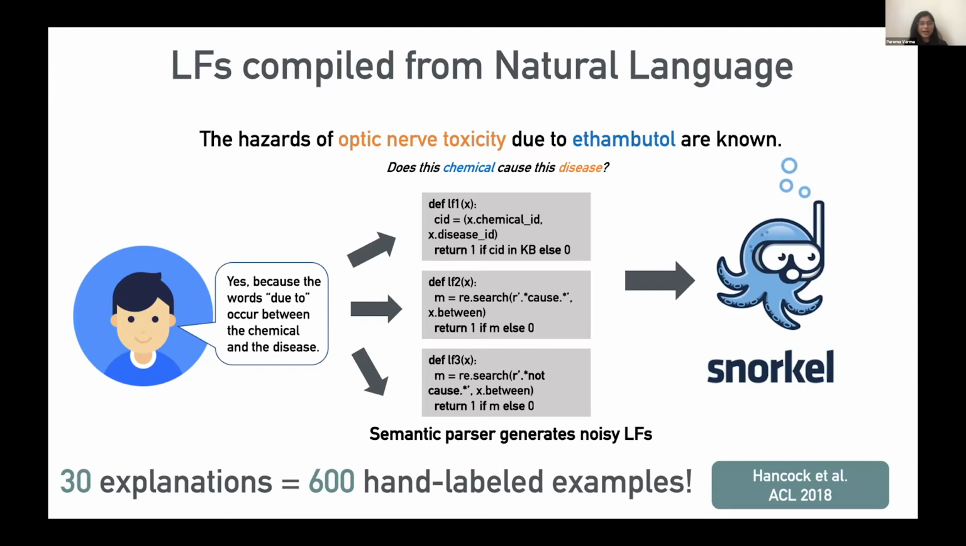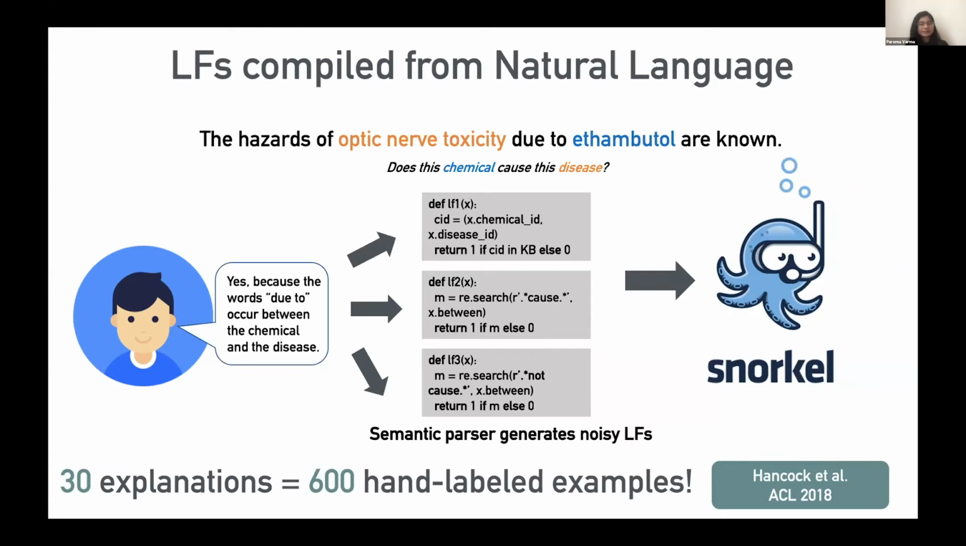All they needed to know was the task at hand. Let's say, going back to this, does this chemical cause a disease in a particular sentence? They can just write explanations as if they're explaining it to someone. So they can say something as easy as, yes, this is a true example because the word "due to" appears between the chemical and the disease name. And we had a semantic parser that was able to generate labeling functions from a few of these examples and get training labels, which were then able to train an end machine learning model.